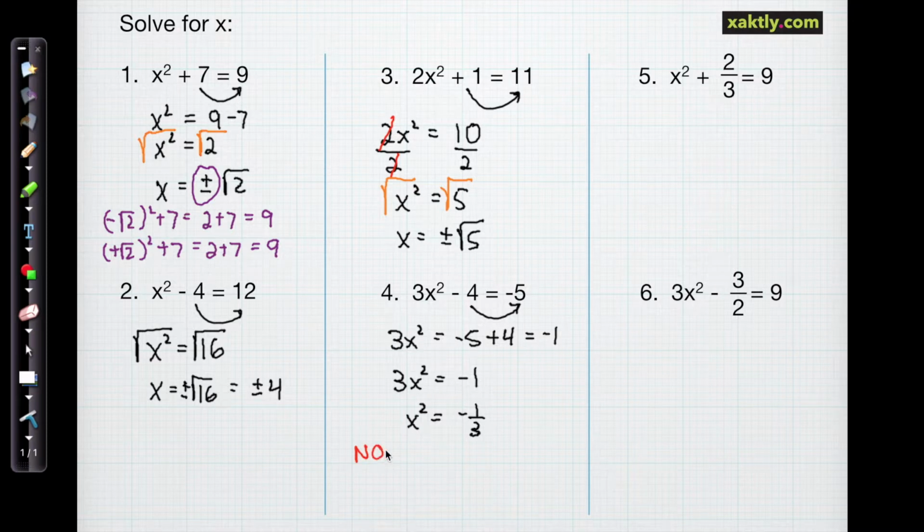And now we have a problem. We take the square root of both sides, and we'll be taking a square root of a negative number on the right. Eventually we'll see that there is a way we can do this. We have to invent new numbers called complex numbers. But for right now, we'll just say that this one has no solution.